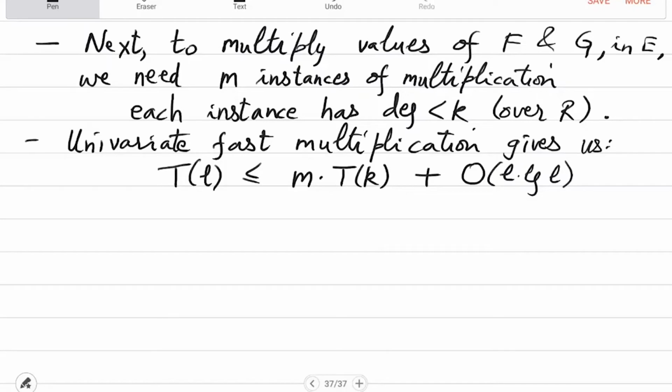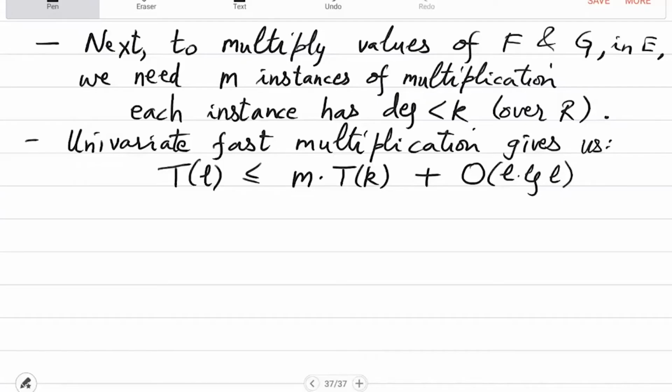Okay, so essentially T(L) is square root L times T(square root L). So you have broken into square root L many chunks, each chunk of size square root L, plus an overhead of L log L. So who will solve this? What is the solution of this recurrence as a function of L?